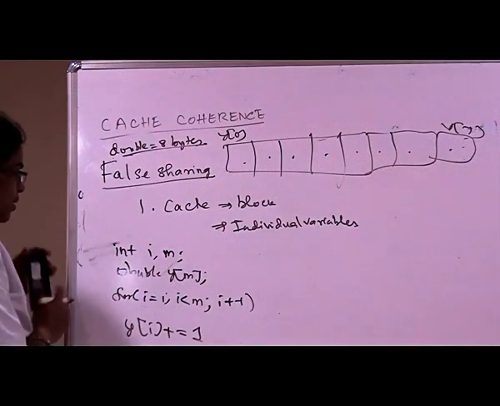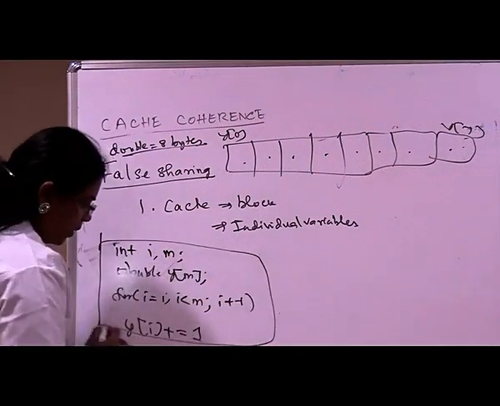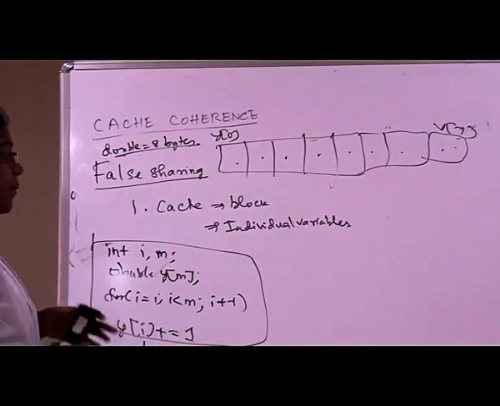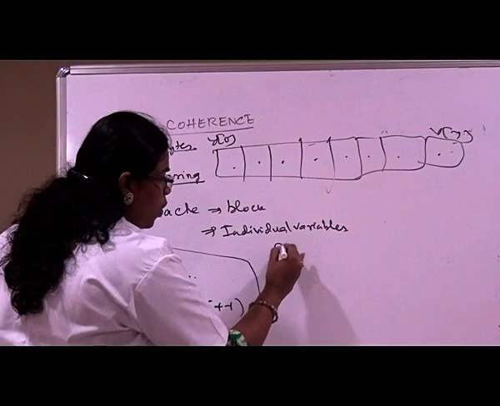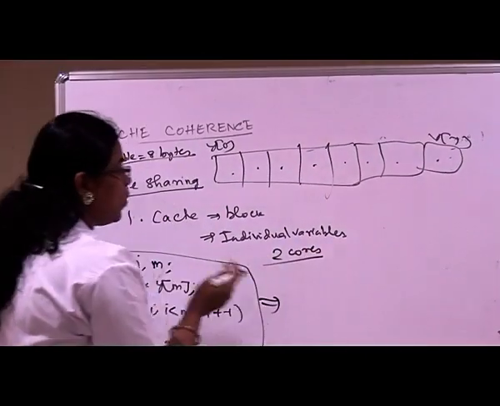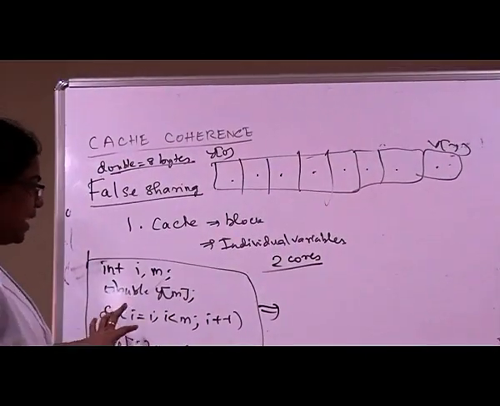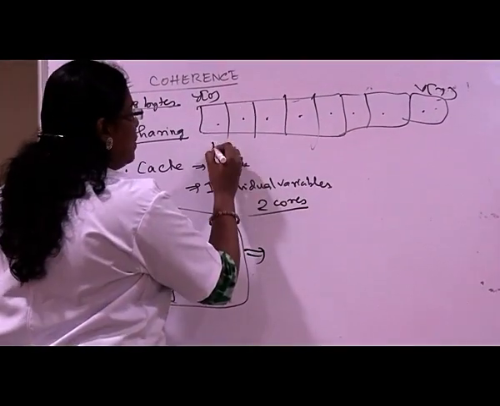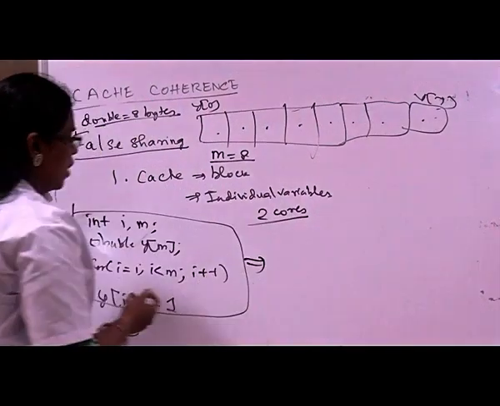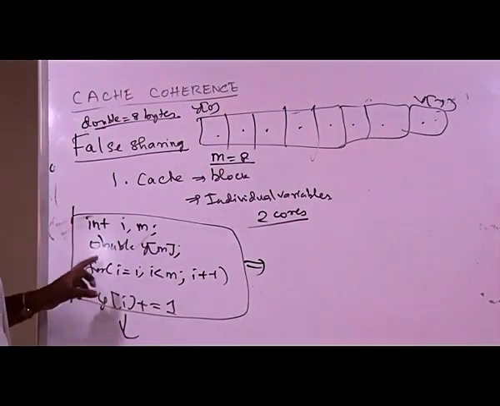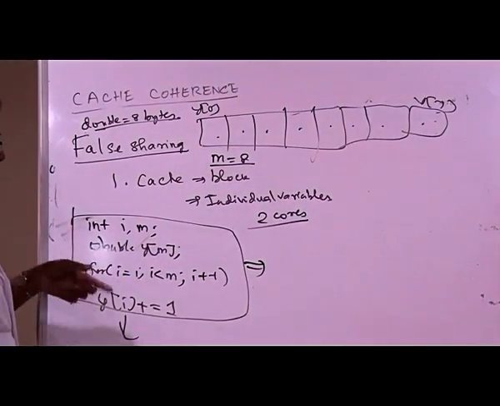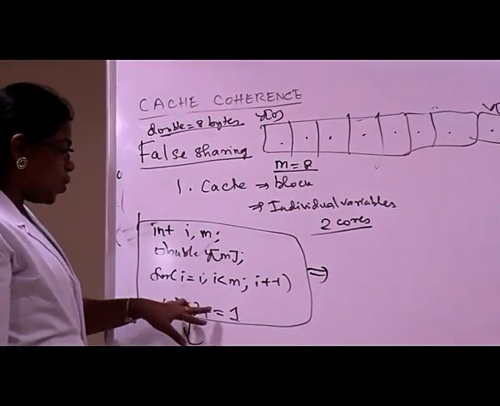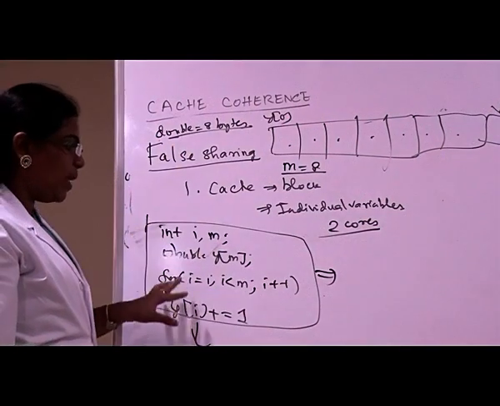Now this is my serial code that is run by one particular core. I have to parallelize this serial code because there are two cores here, so I have to equally divide the work among the two cores. For parallelizing, m is equal to 8. I have 8 double values. I have to fetch each double value, add 1 to it and store it back to the same location. This is what my program does.